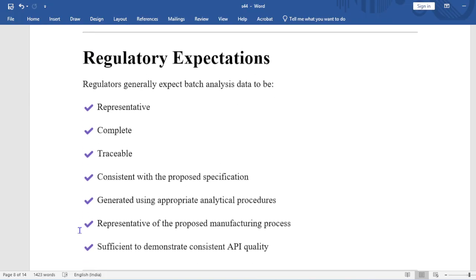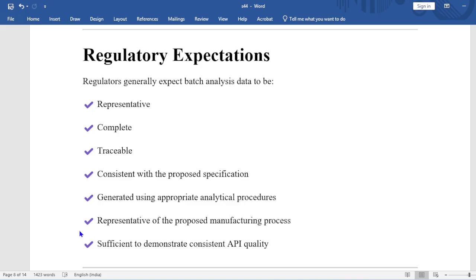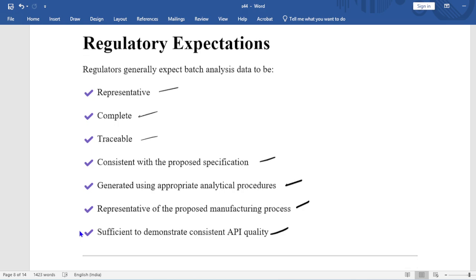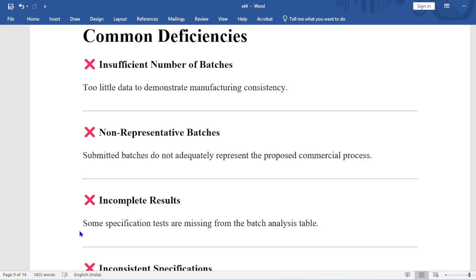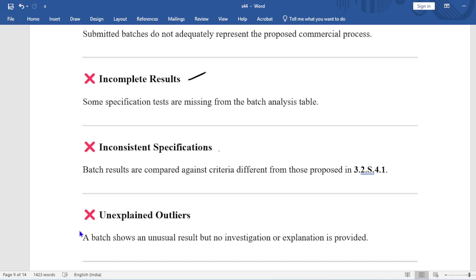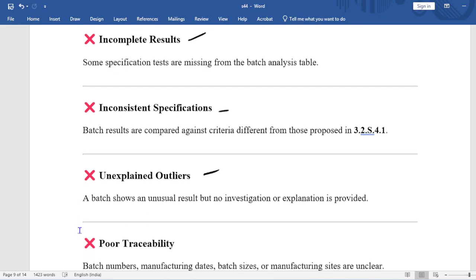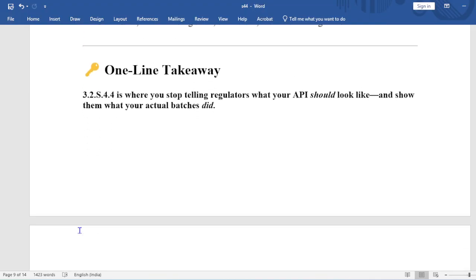So what are the regulators' expectations? Regulators generally expect the batch analysis data to be representative, complete, traceable, consistent with the proposed specification, generated using appropriate analytical procedures, representative of the proposed manufacturing process, and sufficient to demonstrate consistent API quality. Common deficiencies could be an insufficient number of batches or non-representative batches, incomplete results or inconsistent specification, or unexpected outliers. These are some of the common deficiencies observed.